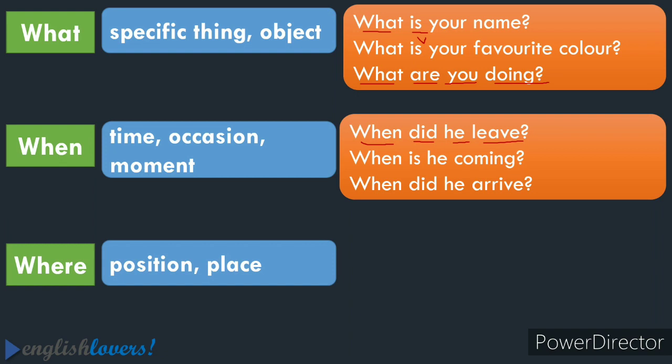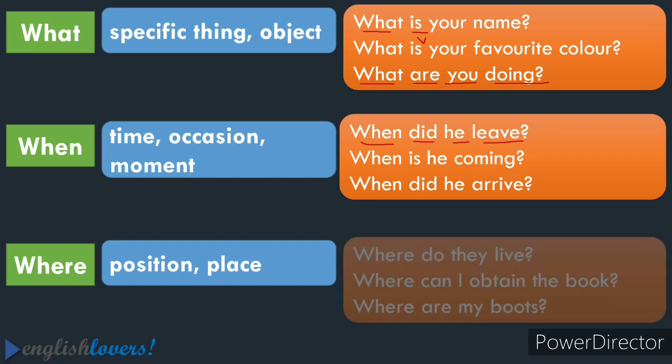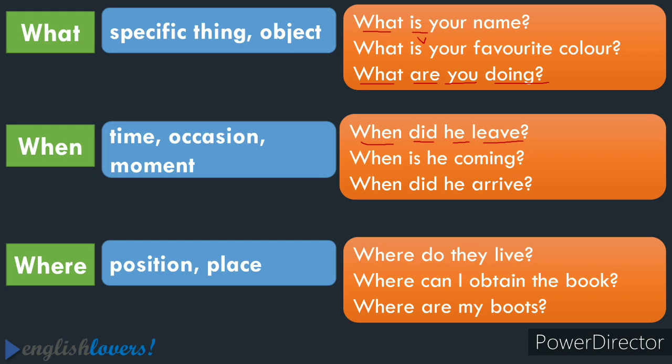Next is where. If you want to ask for the position or for the place, then you use the question word where. See the examples. Where do they live? Here the speaker wants to know the place. Or where can I obtain the book? Also the place or position, you can say. Where are my boots? Also here he wants to know the position, that where his boots are placed or kept.